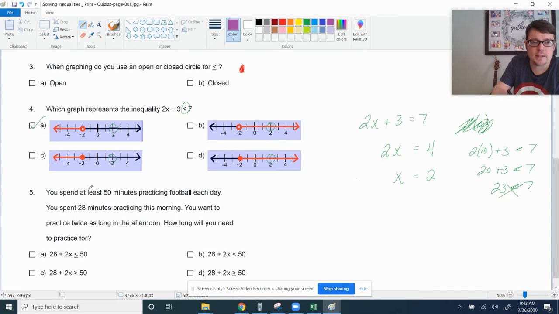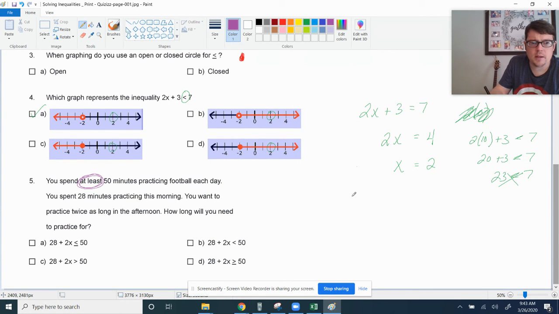Okay, the word at least means that you are at that number or greater. Okay, so at least 50 minutes practicing football every day. You spent 28 minutes practicing this morning. You want to practice twice as long in the afternoon. How long will you need to practice for?